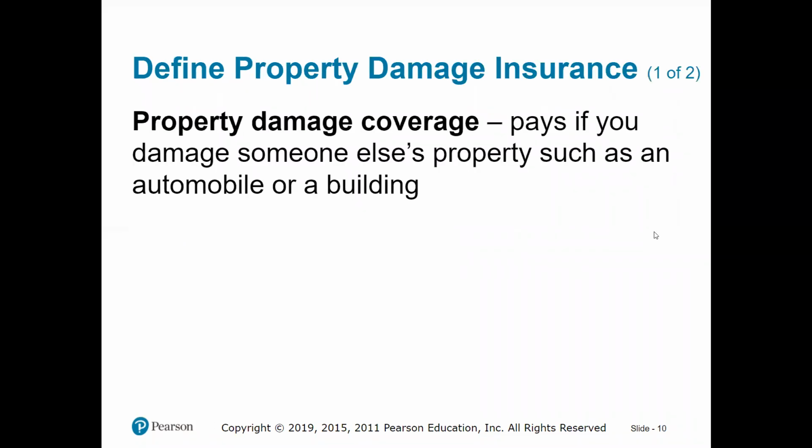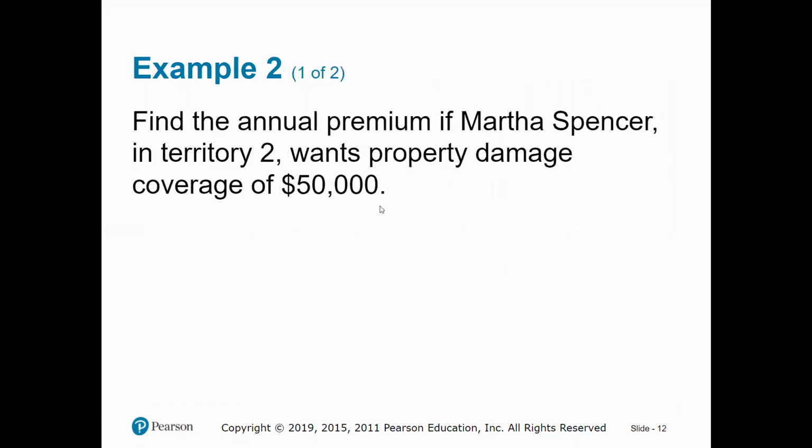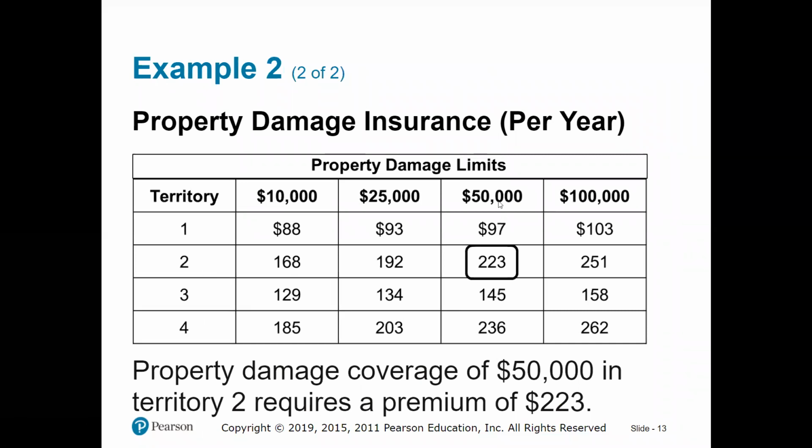Property damage coverage pays if you damage someone else's property, such as an automobile or a building. So again, here's our territories, here's our amounts, and remember this is per year. So again, why not go with the high end? Have yourself covered. Find the annual premium if Martha Spencer in Territory 2 wants property damage coverage of $50,000. So Territory 2, $50,000, $223 a year. Are we getting how easy this section is?